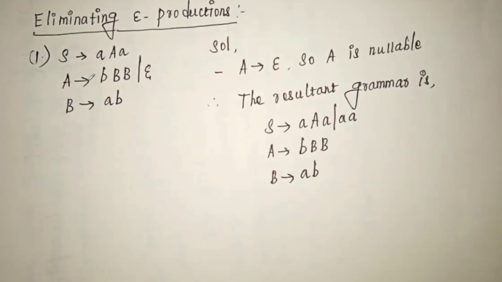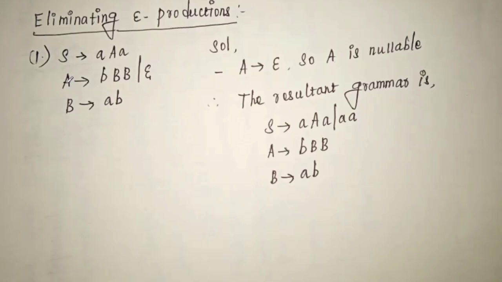To identify nullable symbols: a symbol is nullable if it can derive epsilon. In this production, A tends to epsilon, so A is nullable. Since A is nullable, we must consider the cases where A is either present or removed in any production that uses capital A. See the first production, S tends to a A a. In this production, A is nullable, so we also consider the case where capital A is removed. When you remove the capital A, you will get the production S tends to a A a or aa.